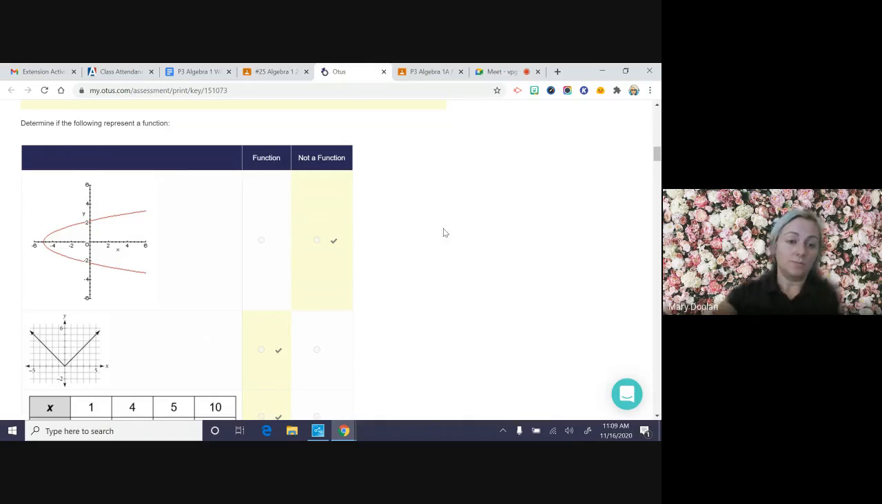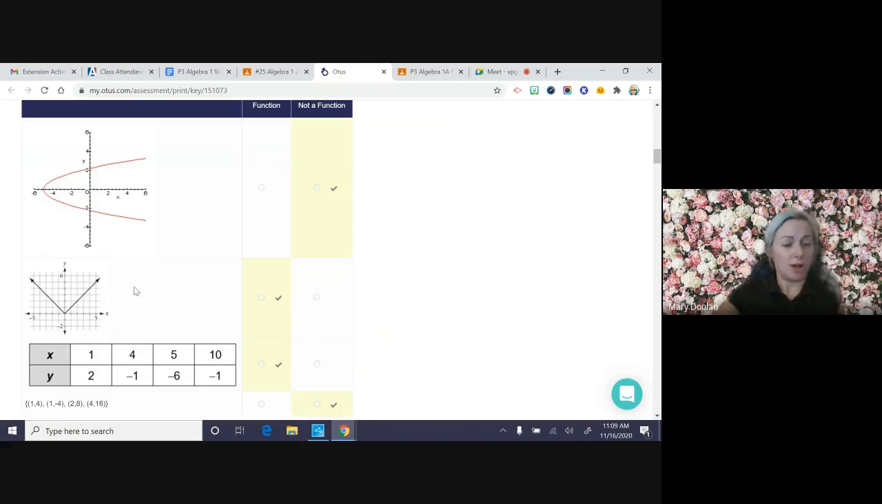The second one, you have this V-shaped graph. Well, this is not linear, because remember, linear means a straight line, but they're not asking us that. They're asking, is it a function? And a function means that each x value is unique, all right? It passes the vertical line test. It only ever is touched once by a pencil, going side to side, so that is a function.